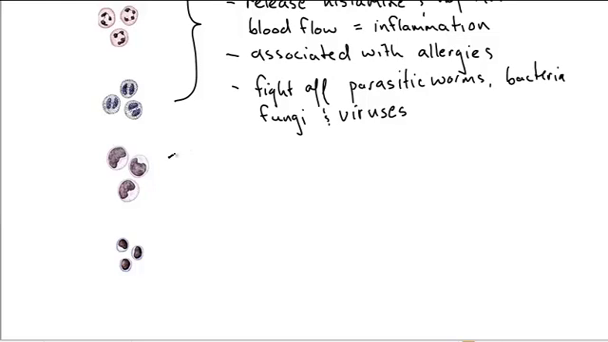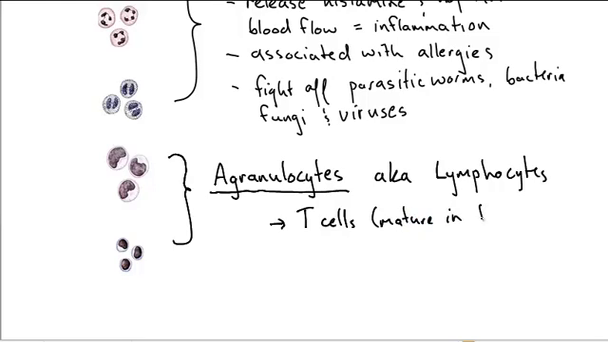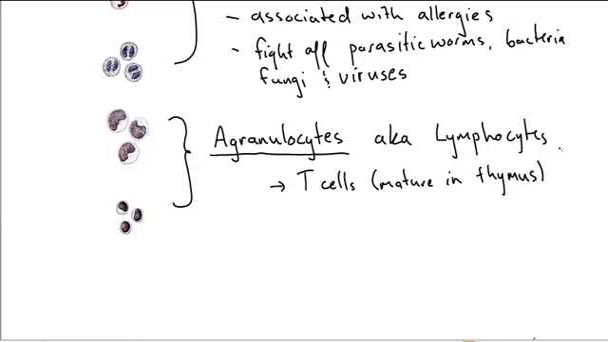Those are granulocytes. The last two are called agranulocytes because they don't have these apparent granules that you see under the microscope with the other ones. They're also called lymphocytes. And there's two main classes. You have your T cells, which mature in the thymus, which is an organ in your body which helps produce your immune cells.